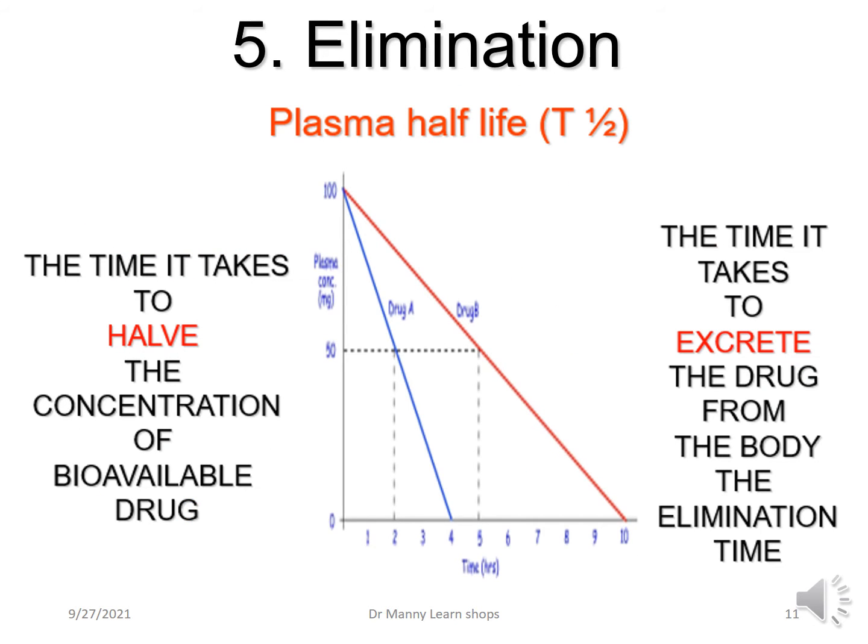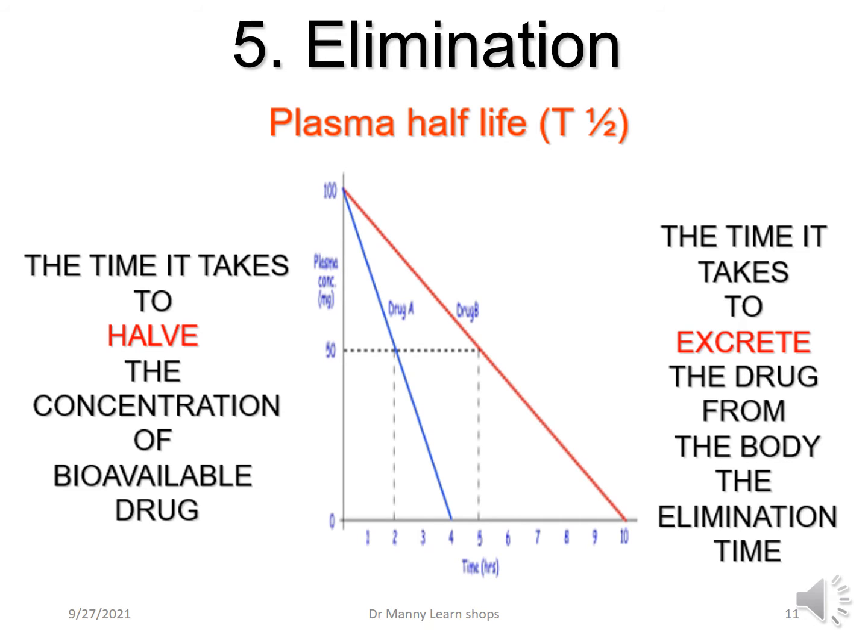When we talk about elimination, we also have to consider two things. The first one is the plasma half-life, and the plasma half-life is essentially the time that it takes to halve the concentration of the bioavailable drug. The time that it takes to excrete the drug from the body. It's the elimination time. So for example, if you had a medication that had a half-life of 10 hours, then after 10 hours, there would be 50% of the medication left. After another 10 hours, there would be 25% of the medication left.